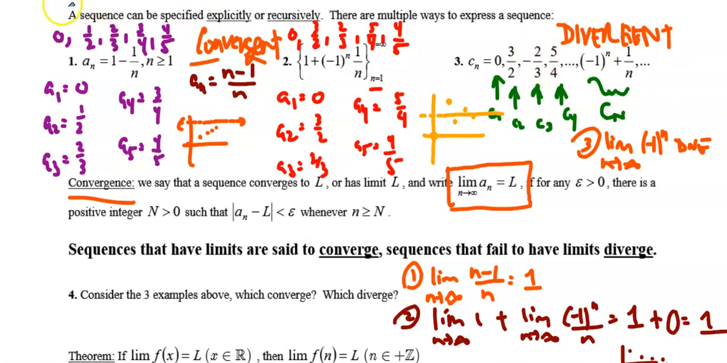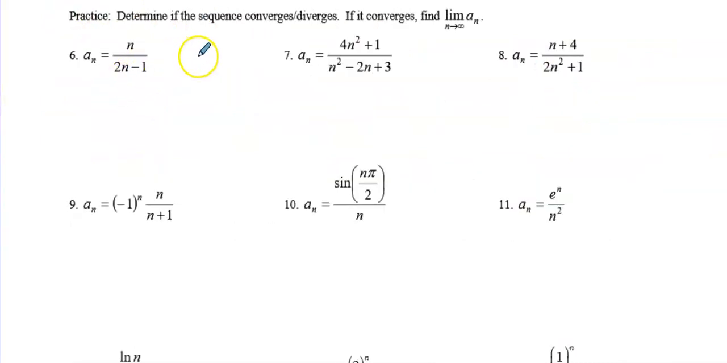So let's go over a couple of examples to see what we can do with this. These questions are asking us to determine if the sequence converges or diverges, and if it converges, then find the limit. So we're talking about, again, if this sequence converges. So basically, does the limit as n approaches infinity of a of n actually equal some value?